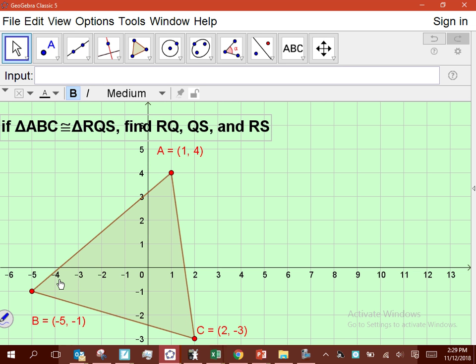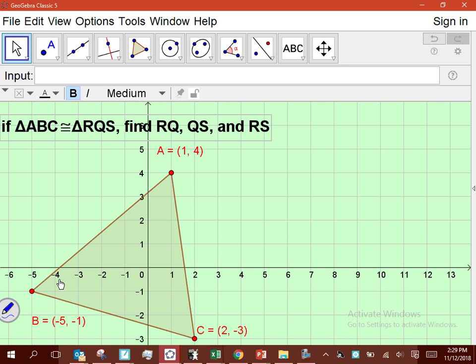In general, right triangles are actually very uncommon to be provided in comparison to all the triangles that we ever have. Right triangles are a small category of them. So how do I address that problem if I'm not provided a right triangle? They're going to say if triangle ABC is congruent to triangle RQS, find RQ, QS, and RS. And they're going to give you then some ordered pairs for A, B, and C.